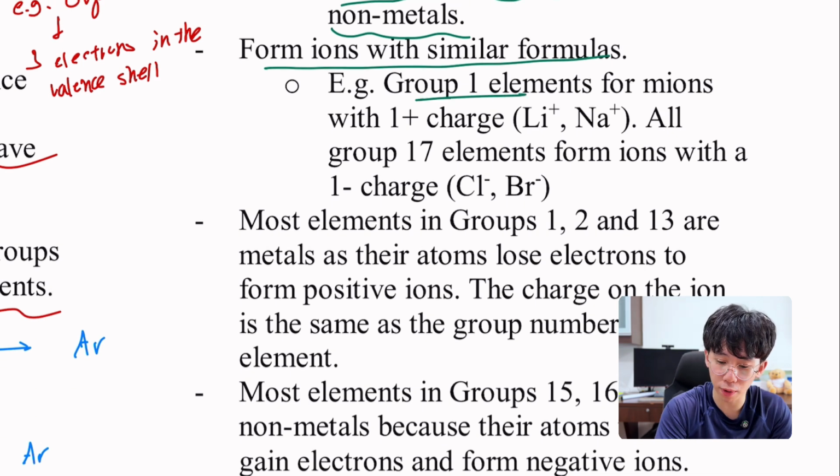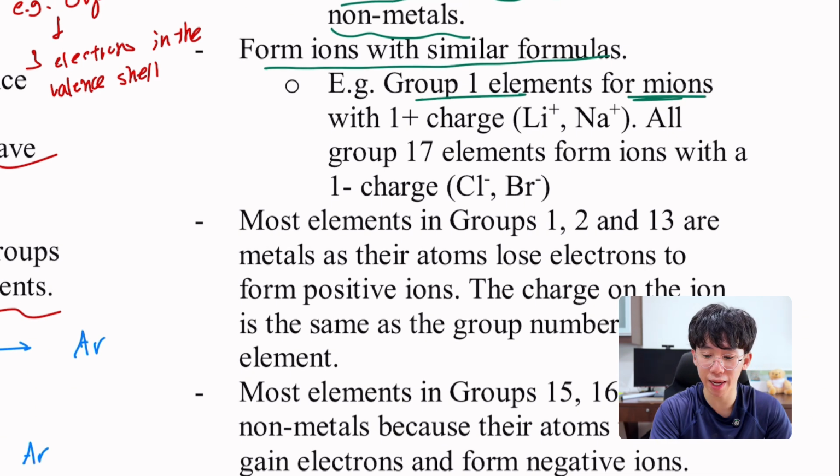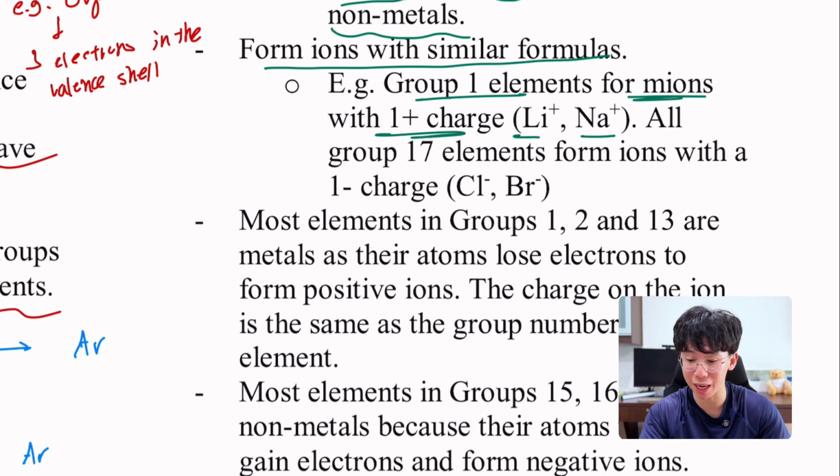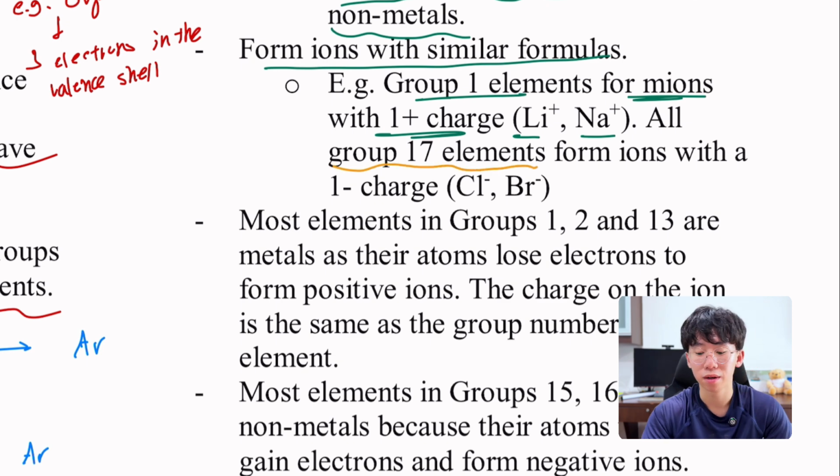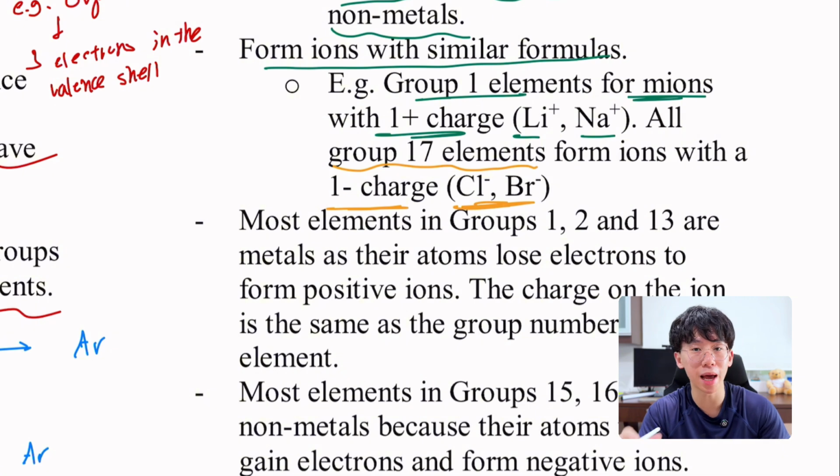Elements in the same group also form ions with very similar formulas. So for example, your group 1 elements will form ions with a 1+ charge, for example, your Li+ and your Na+. And your group 17 elements will actually form ions with a 1- charge. So generally, elements in the same group will follow the same charge or the most common charge for that particular group, because remember, all elements in the same group have the same number of valence electrons.